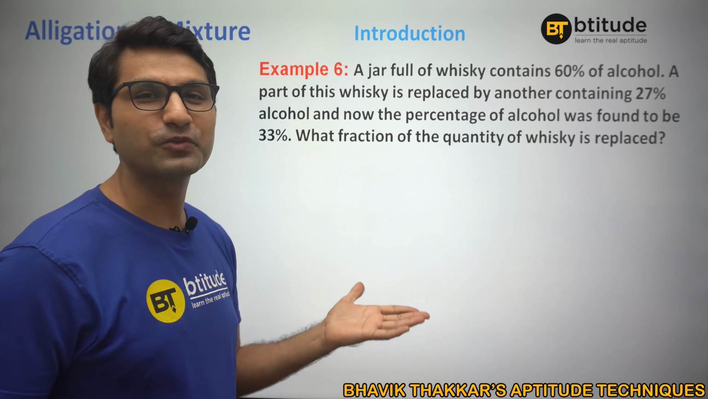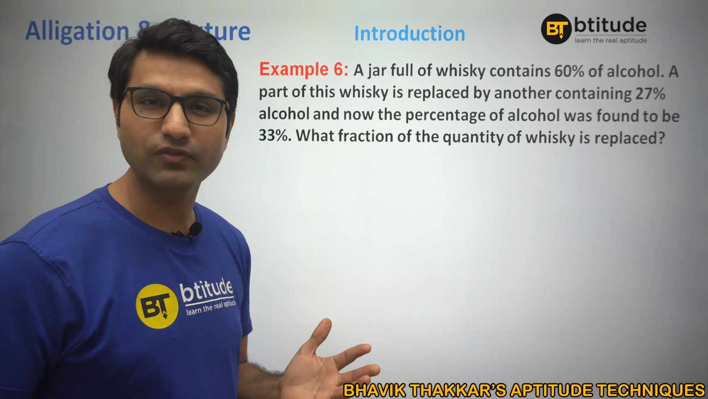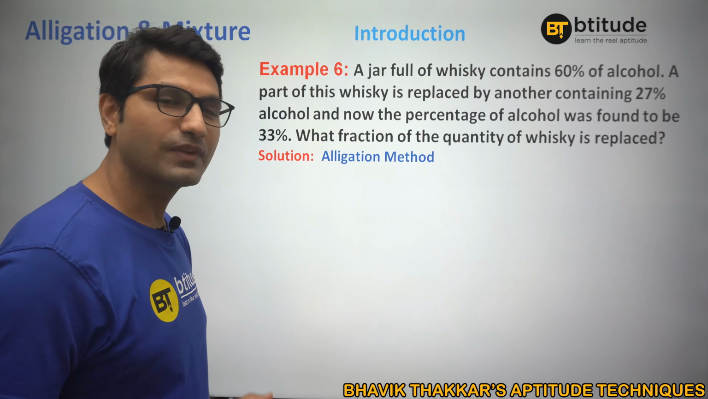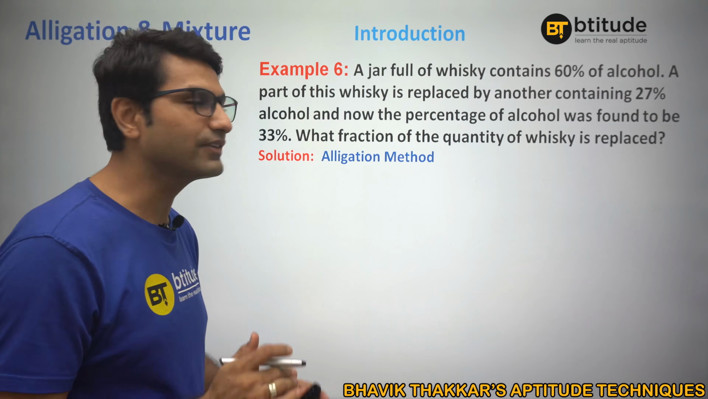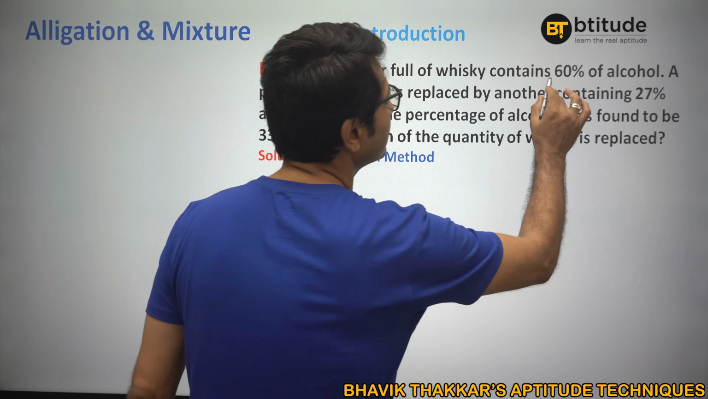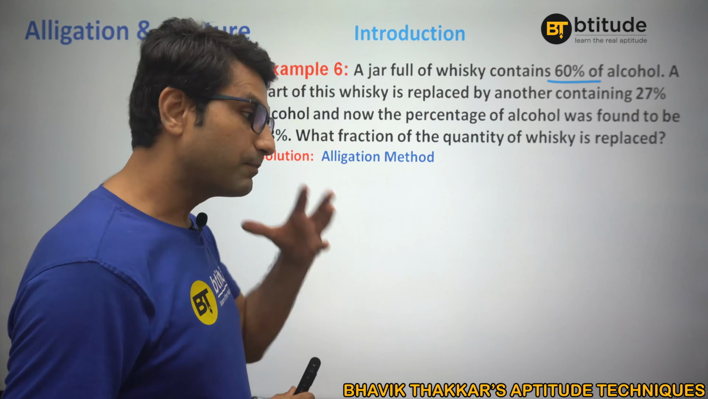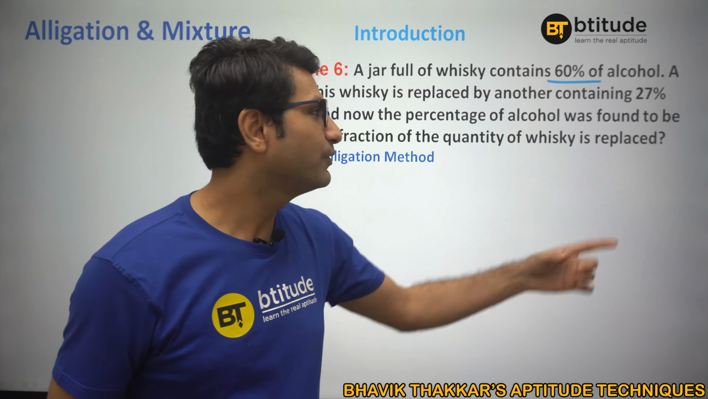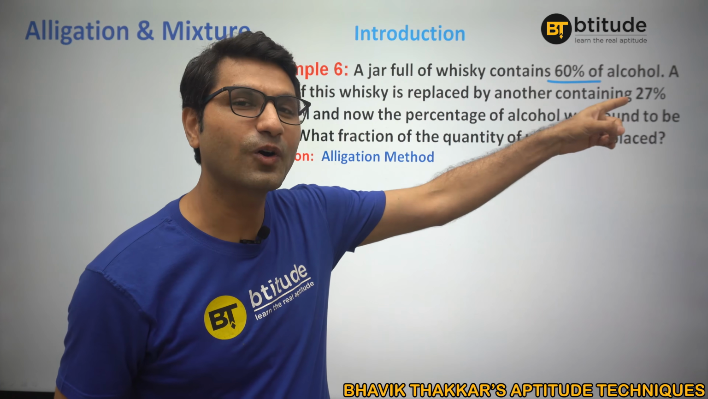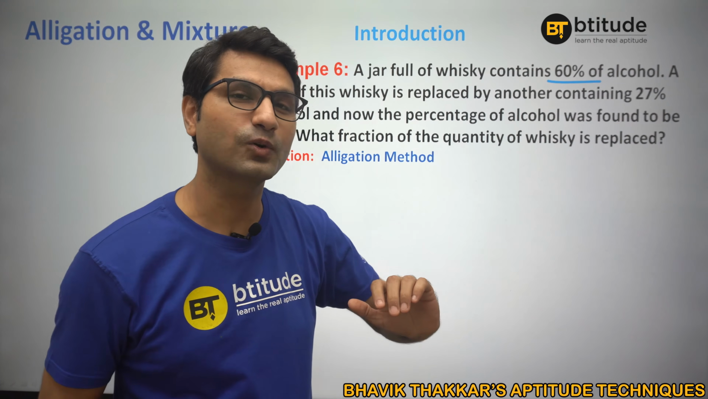Again, you can pause the video and try to do it on your own first. Well then, how will we do it? If you understand, the question is: there is a mixture, whiskey with 60% alcohol. Part of it is replaced with another mixture or whiskey with 27% alcohol.